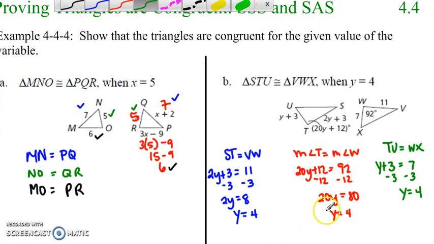All right, and so here's the proof, kind of working backwards, to show that y is equal to 4 on each of those 3, which shows that it does work, that ST would be equal to that, and so on and so forth.